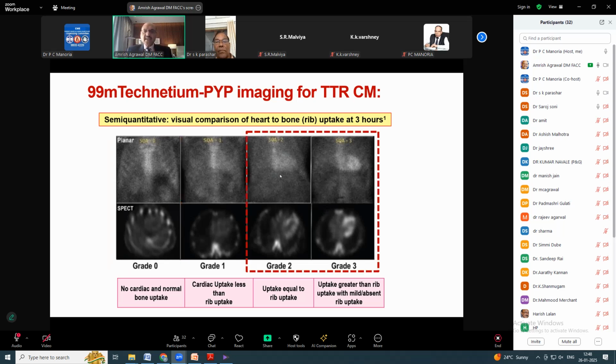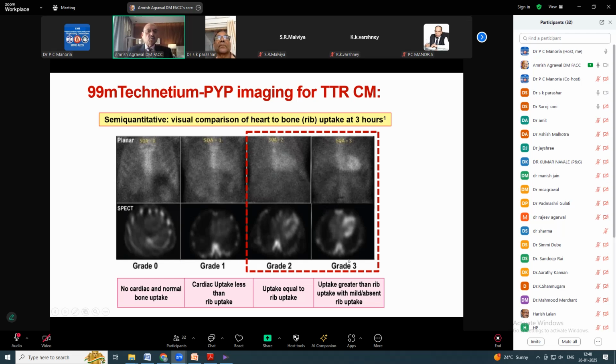And on the right hand side, totally on the right hand side, you can see the heart is lightened up. So the heart is like an electrical bulb as compared to the ribs. That means the heart has taken the scan much more powerfully than the ribs. And this is a grade 3. Grade 3 is defined by uptake greater than the rib uptake with a mild or absent uptake. And this is a pattern which is quite suggestive of cardiac amyloidosis.